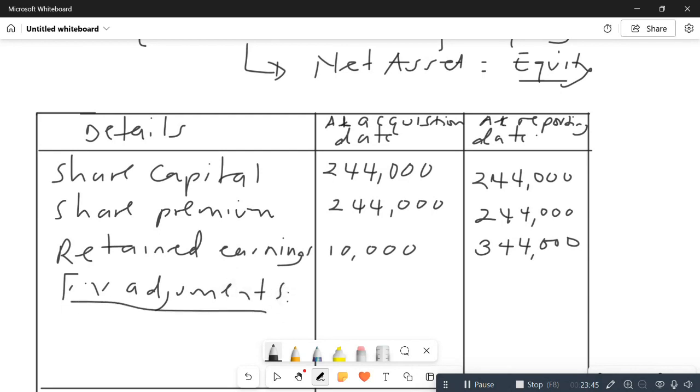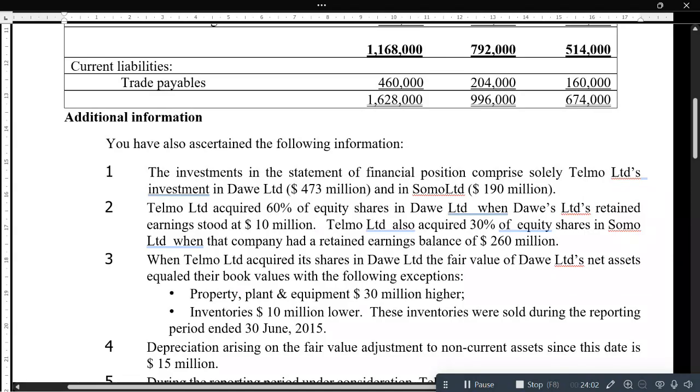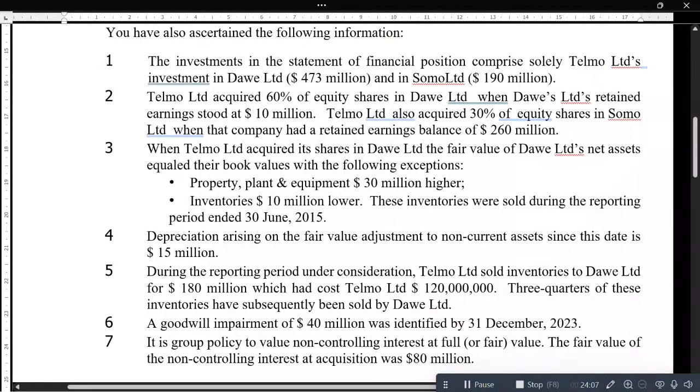Fair value adjustment, the adjustment could be in regard to what? Either to assets or to liabilities, which were understated or which were overstated. However, don't assume information will be given to you under additional what? Under additional information. Let's go through our additional information to see whether there is any adjustment of assets or liabilities. Then it can give us guidance.